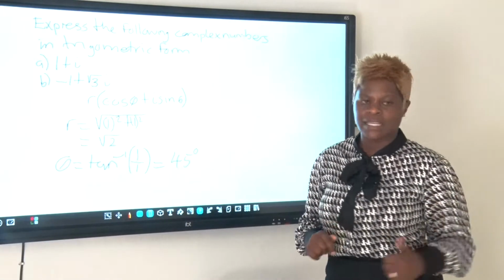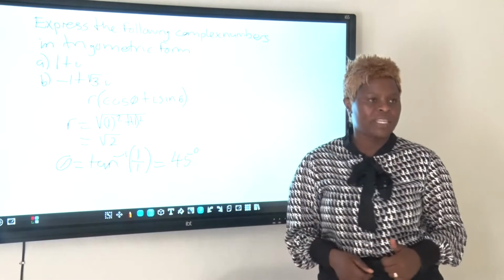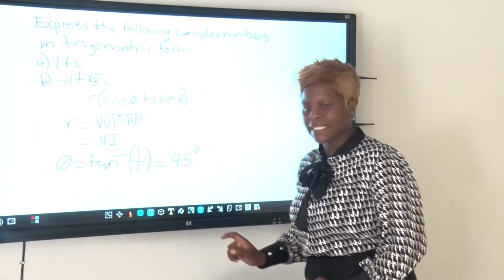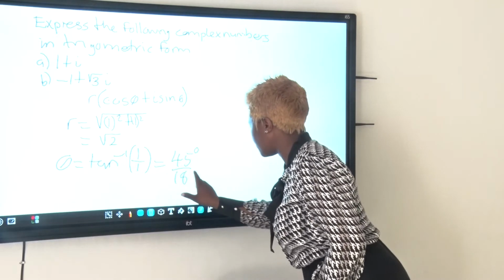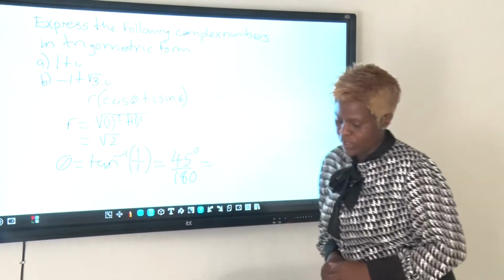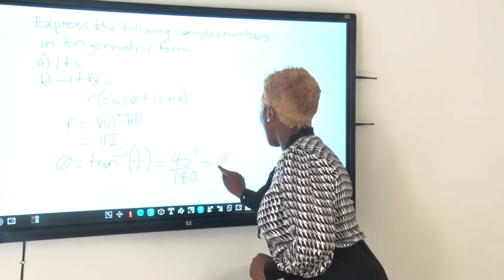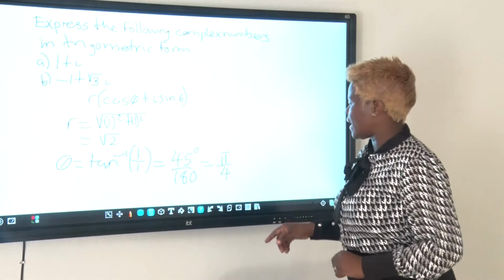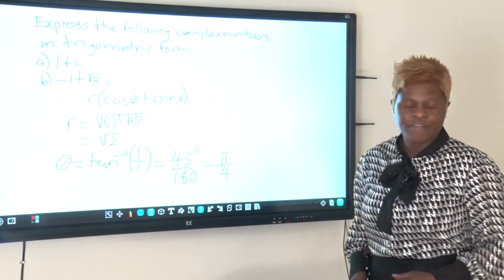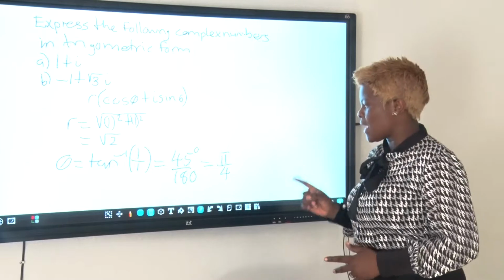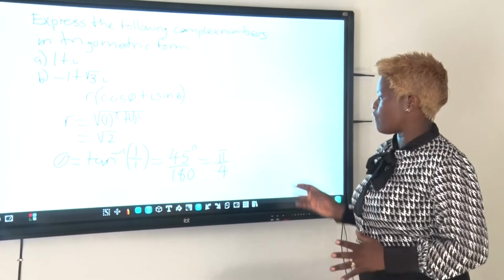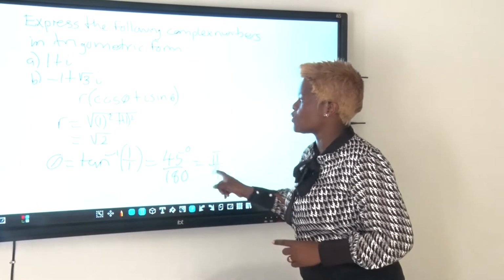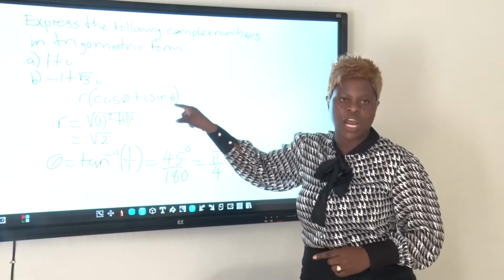But in most questions we want you to put them in radians. So how do you go about it? You divide your answer by 180, and when you do that, you get pi over 4. That's 45 into 45, 1. 45 into 180, that's 4. Now we have our r as the square root of 2, and our theta is pi over 4. We then substitute these two values into our trigonometrical form.